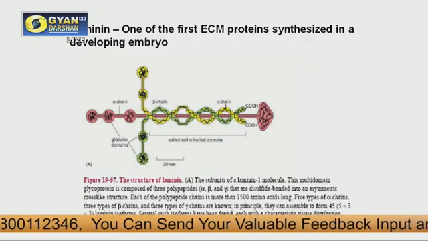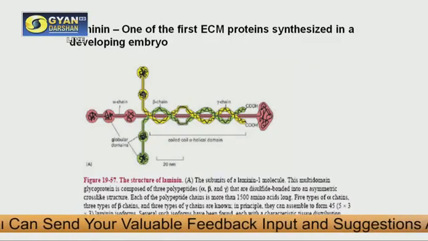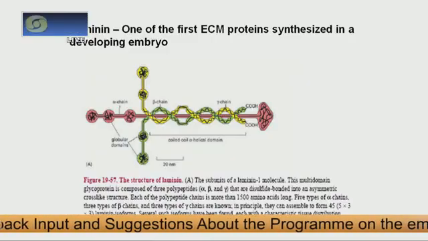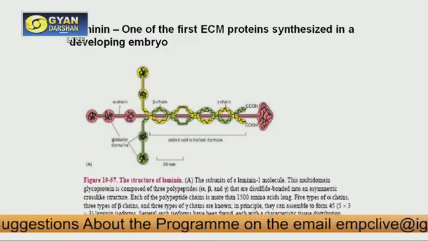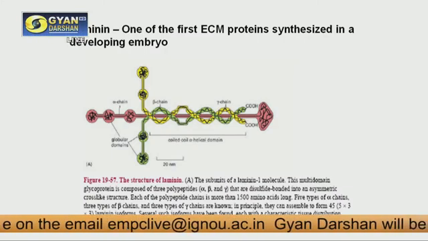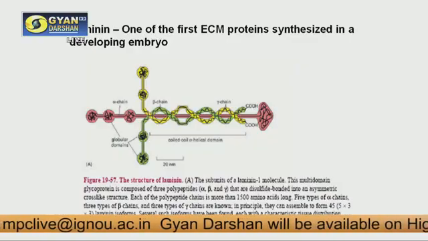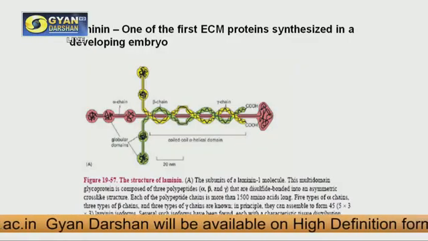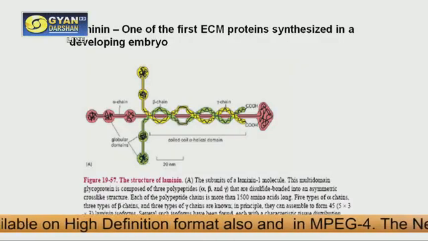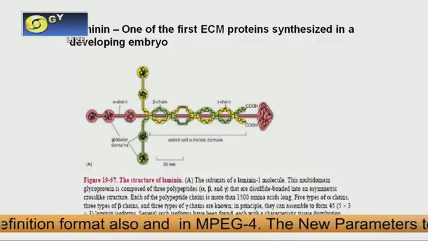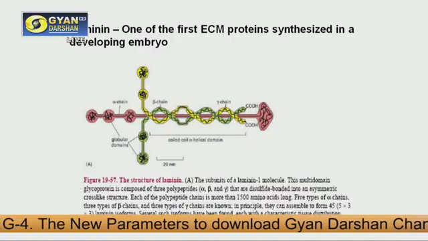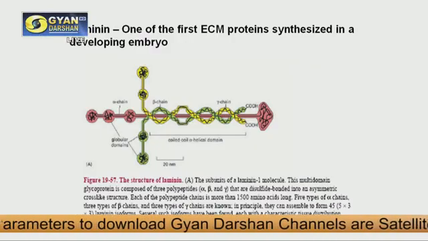If you take a careful look at the picture, you see it's a cross-like structure. We call it a cruciform structure. The different polypeptide chains are folded in such a fashion that they form a cross-like structure. Each polypeptide chain is more than 1500 amino acids long, with 5 types of alpha chains, 3 types of beta chains and 3 types of gamma chains.